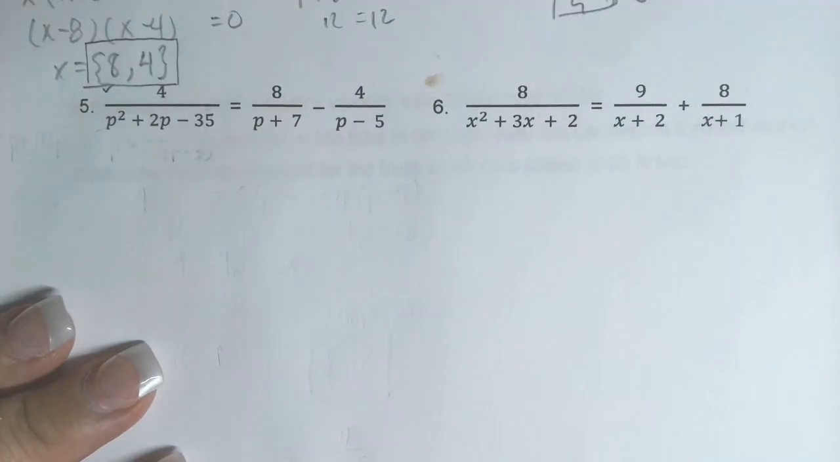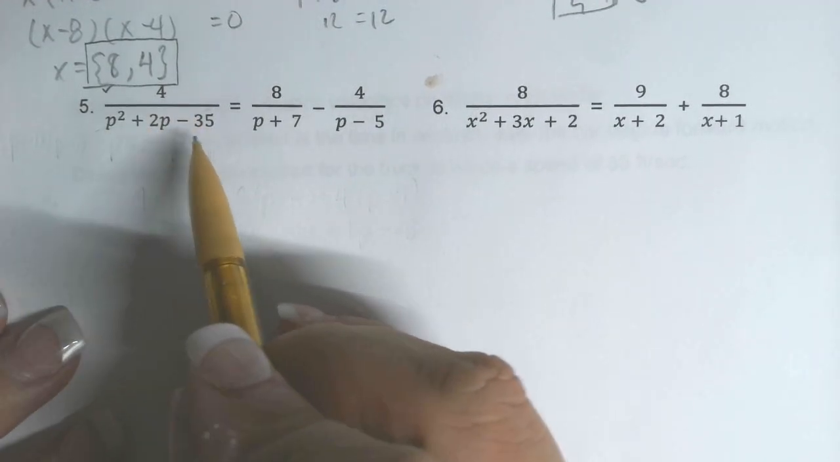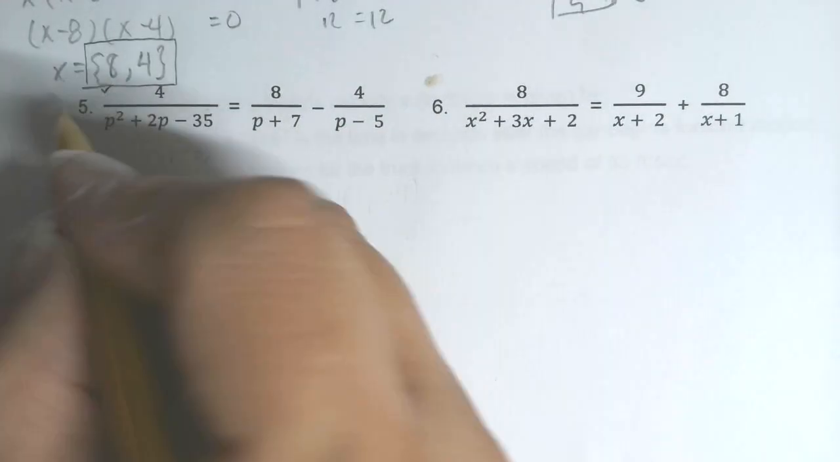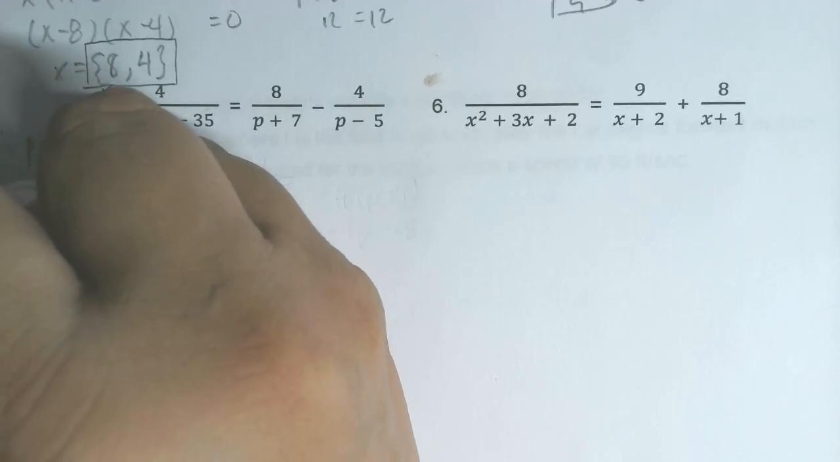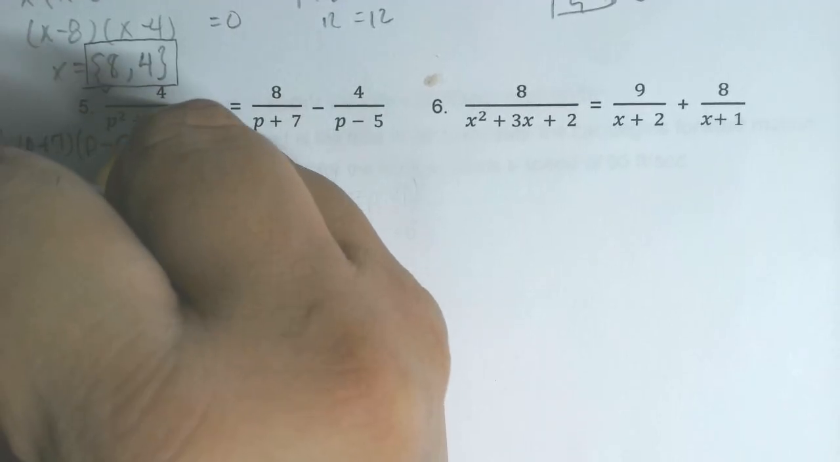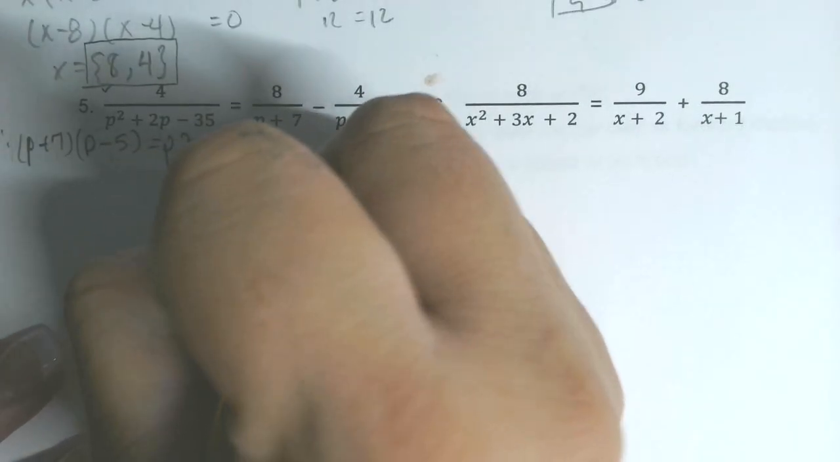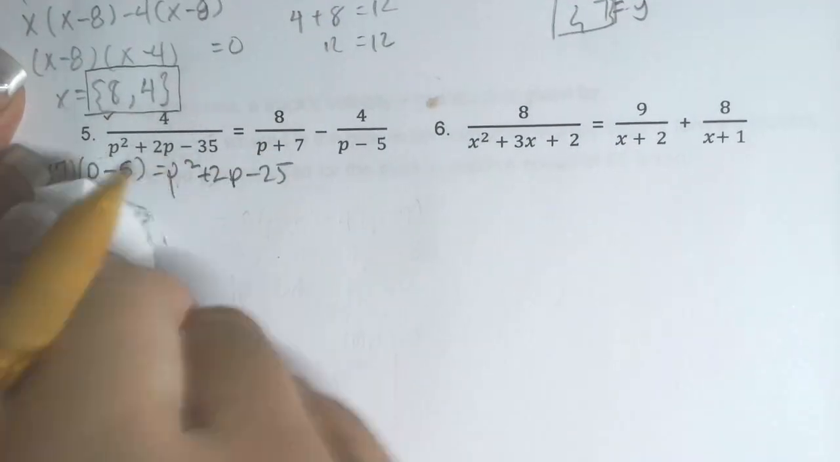Number 5, the common denominator is going to be this whole quadratic, or this trinomial, because these are binomials that multiply together. So the common denominator is going to be p plus 7 times p minus 5 equals p squared plus 2p minus 25.